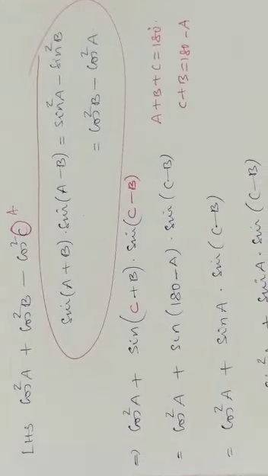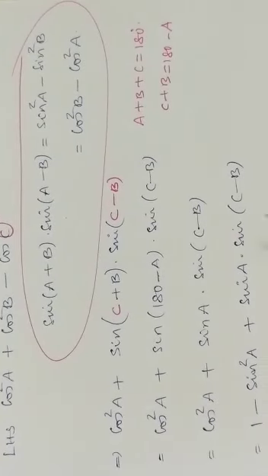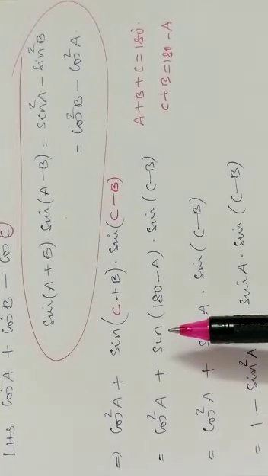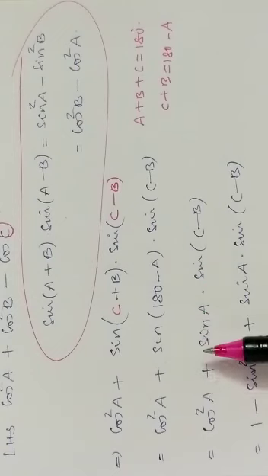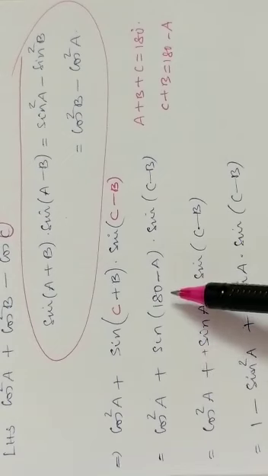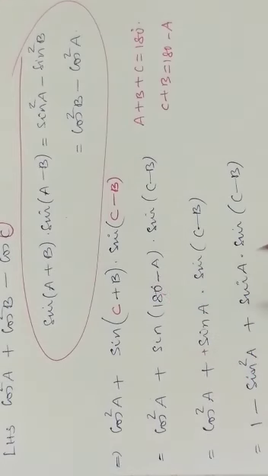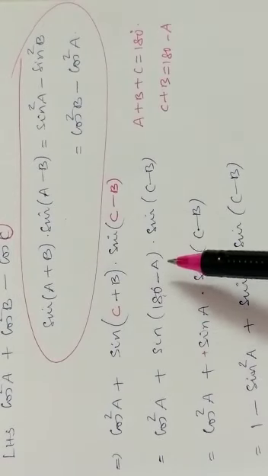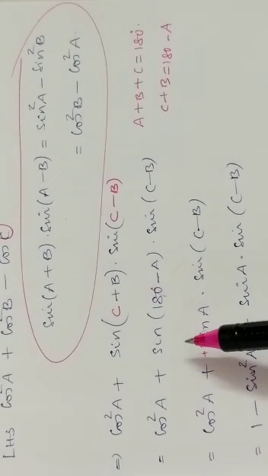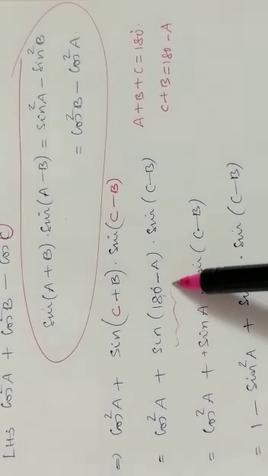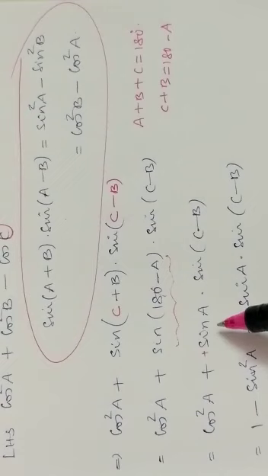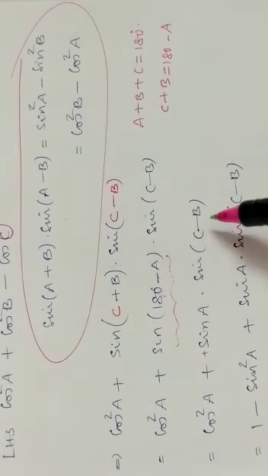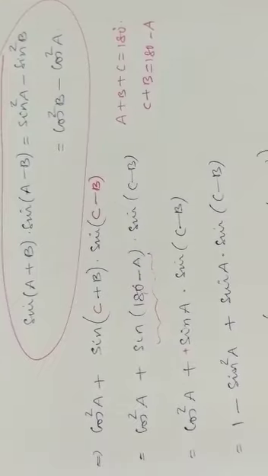180 minus A comes in which quadrant? Second quadrant. In the second quadrant, sign is positive. So plus into plus remains plus. 180 minus, remove 0, 18 is even, no change. So sin theta is A. So in the place of sin 180 minus A, I got sin A into sin C minus B as it is.